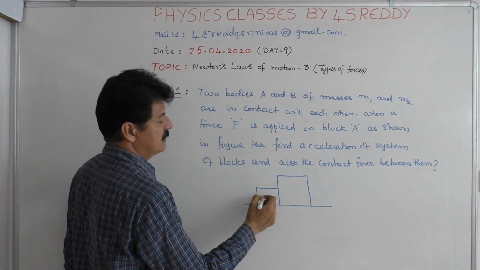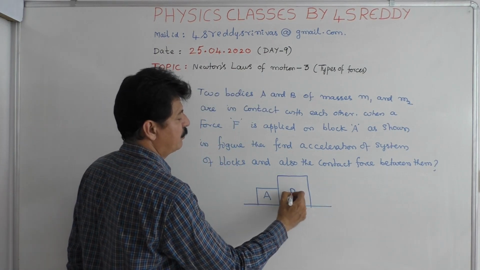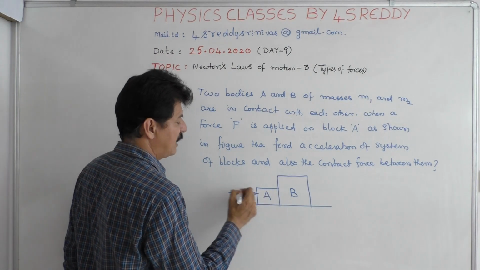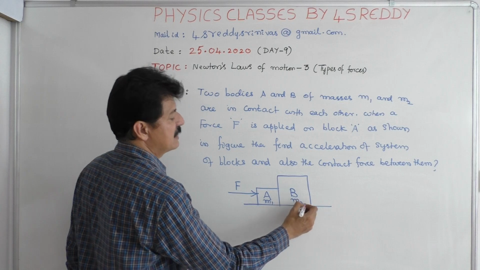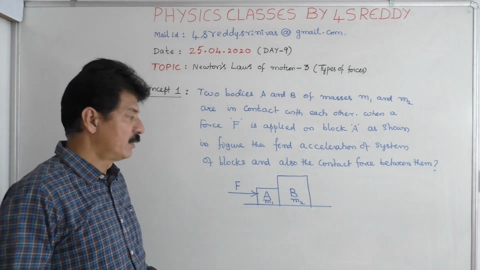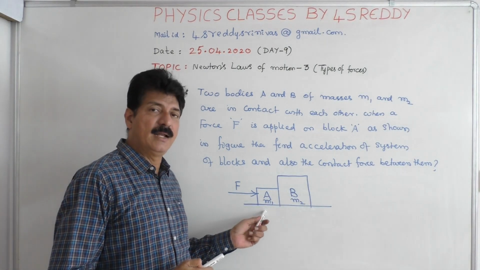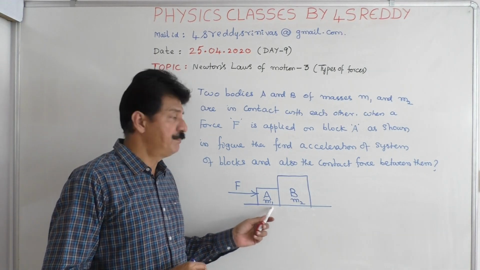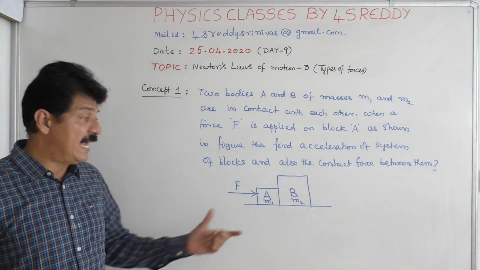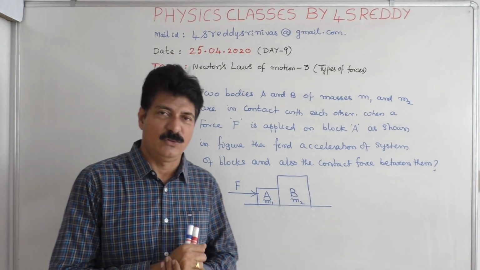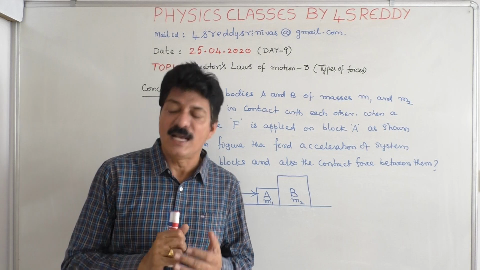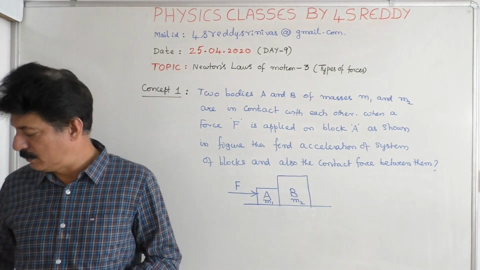Let us consider this is block A, this is block B, and now a force F is applied on this. This has a mass M1 and this has a mass M2. When a force F is applied on block A, find the acceleration of the system of blocks and also the contact force. When you are asked like this, then what to do?